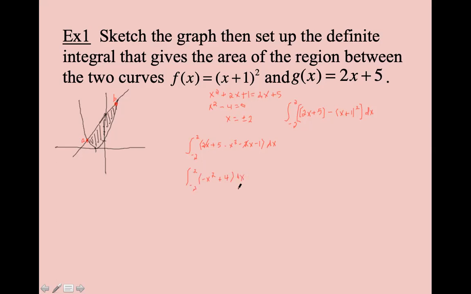So the antiderivative of negative x squared is negative x cubed over 3, or negative 1/3 x cubed. The antiderivative of 4 would be 4x, and I'm evaluating that from -2 to 2. So first I plug in my 2 everywhere. So 2 cubed is 8. So I have -8/3 plus 4 times 2 is 8.